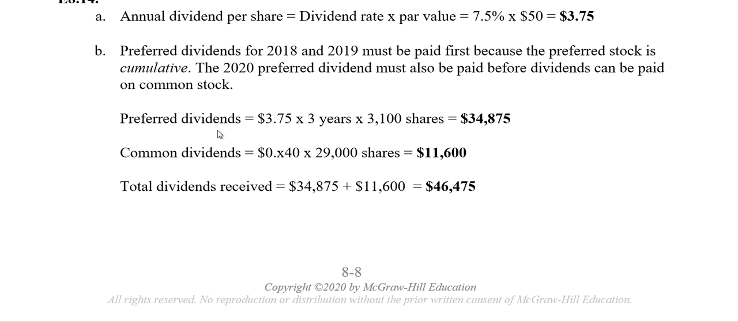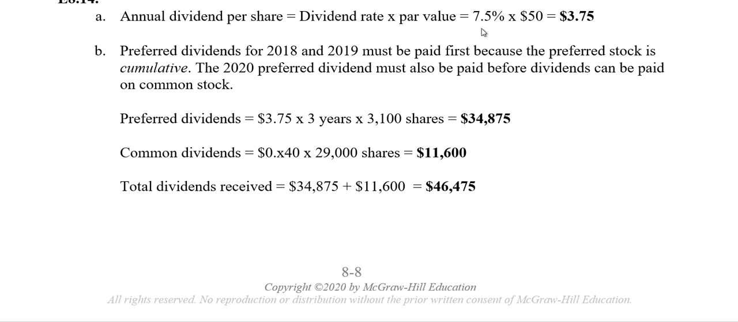The company has 900,000 shares of common stock. Okay, so what they're basically telling you is that they want to go ahead and issue some dividends. They want to pay some dividends. So the annual dividend per share amount for the preferred stock you'll see here is the dividend rate of 7.5% times the $50, which gives them $3.75 per share.